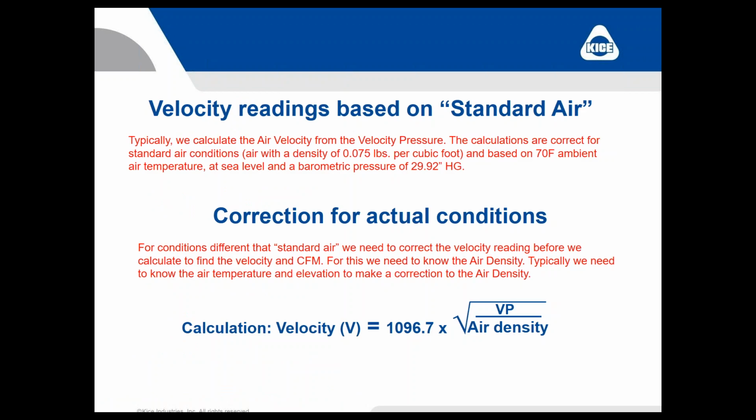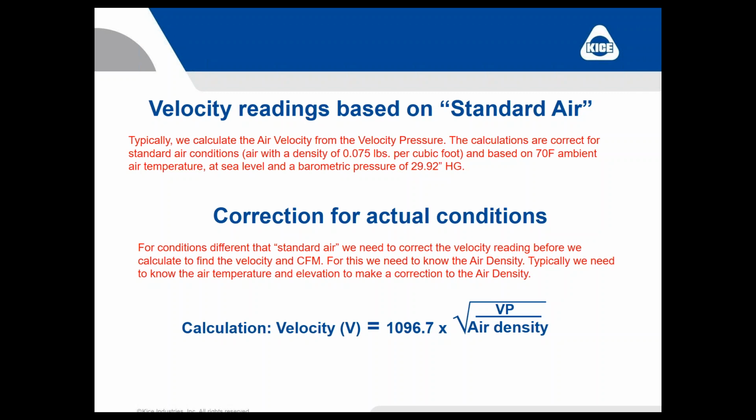Now, we're taking all these readings based on standard air. And I will tell you, I'm not an engineer. I'm not sure I could explain very much of this. If you ask questions at the end over this, you're probably going to stump me. Typically, we calculate the air velocity from velocity pressure. We just talked about that. We're basically doing this at 70 degrees and sea level and a barometric pressure of 29.92 inches Hg.